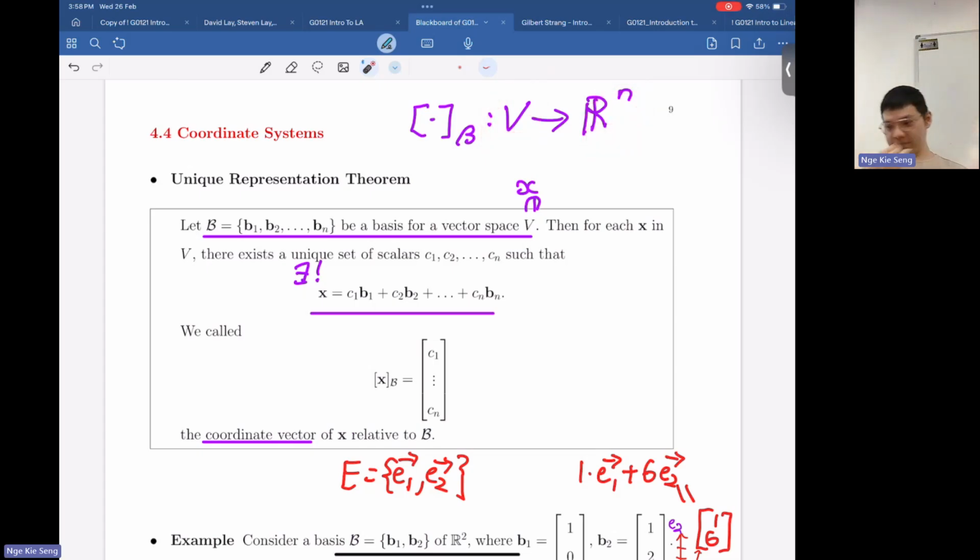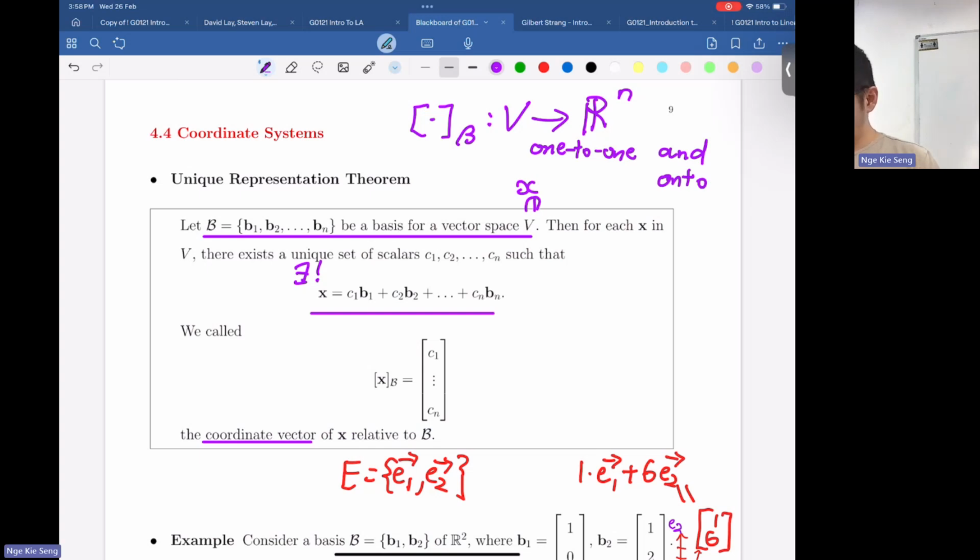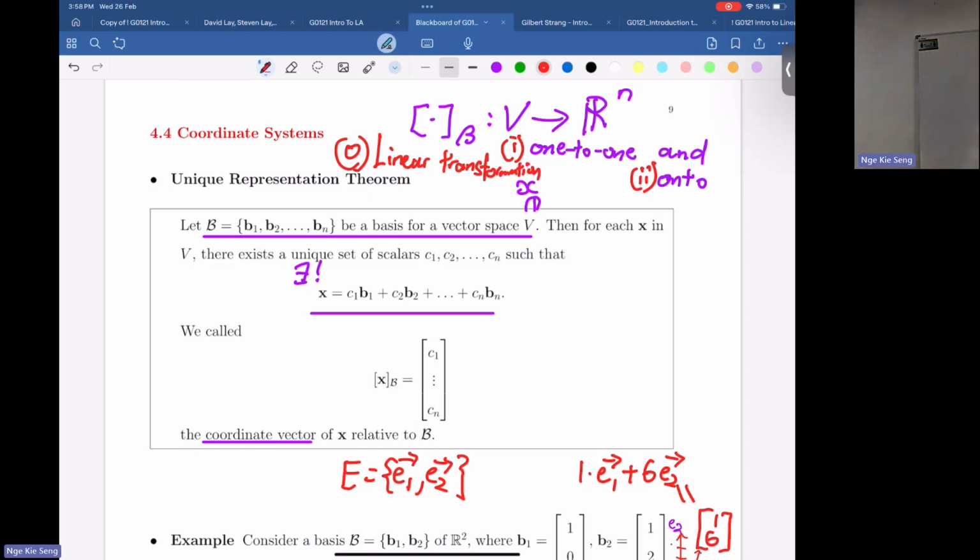So how do you prove this coordinate vector is unique? What you need to do is check that this map is 1-to-1 and onto. But before that, you should also show that this is a linear transformation. For example, linear transformation means what?